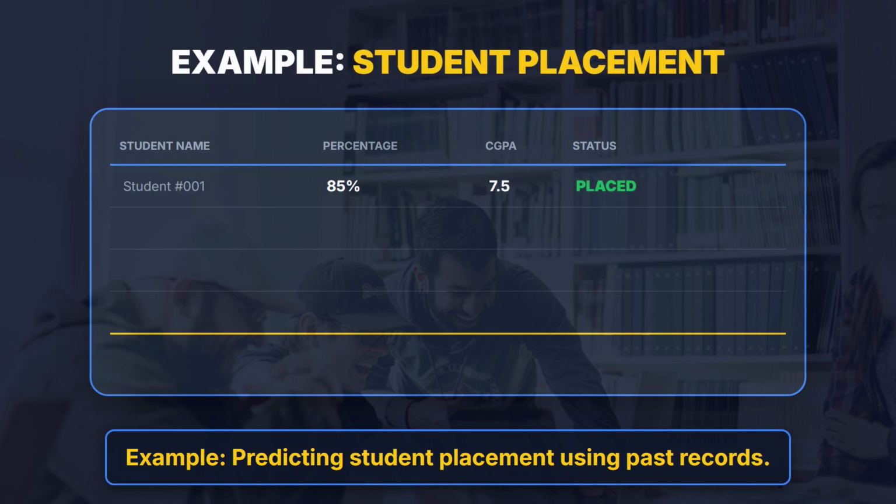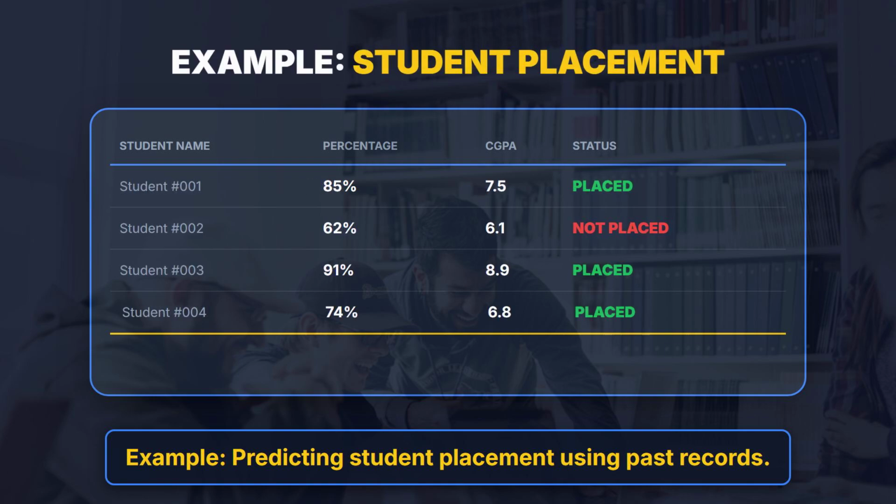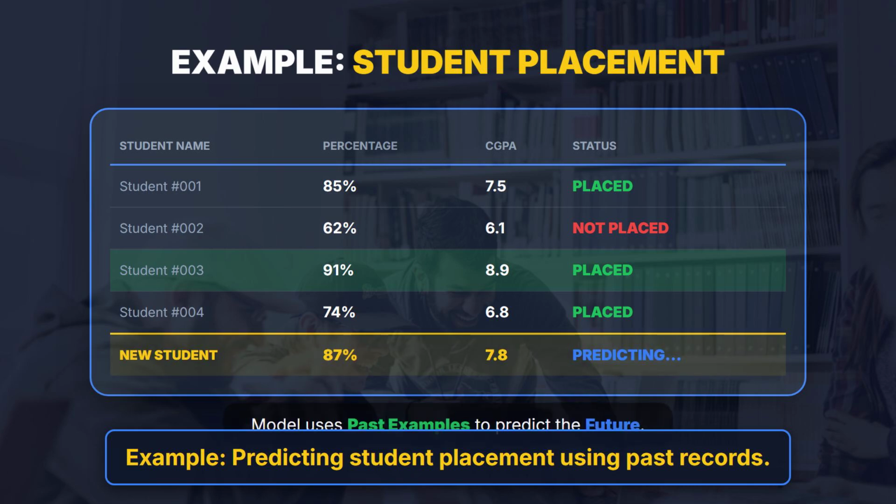Imagine you have data from 1,000 students including names, CGPA, and percentages. Because we already know who got placed and their salary package, this is labeled data. If a new student has 87% and a 7.8 CGPA, the model uses past examples to predict if they'll get placed and what their package will be.